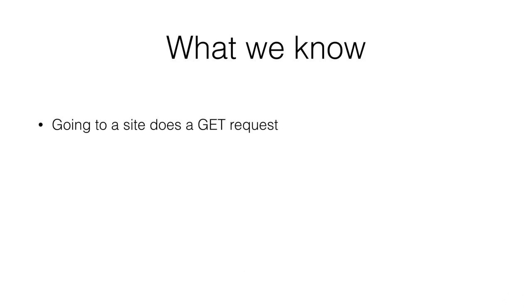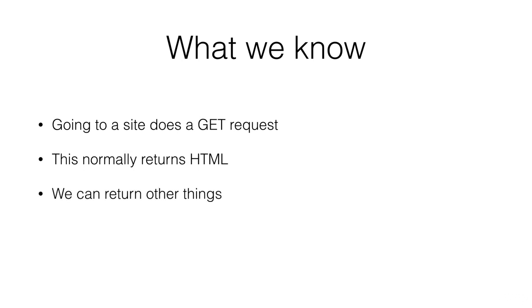Going to a site performs a GET request. And this normally returns HTML, but it may return other things such as text, for example, or errors. And also we can do things other than GET. We can do POST, for example. Okay, so this is what we know already.